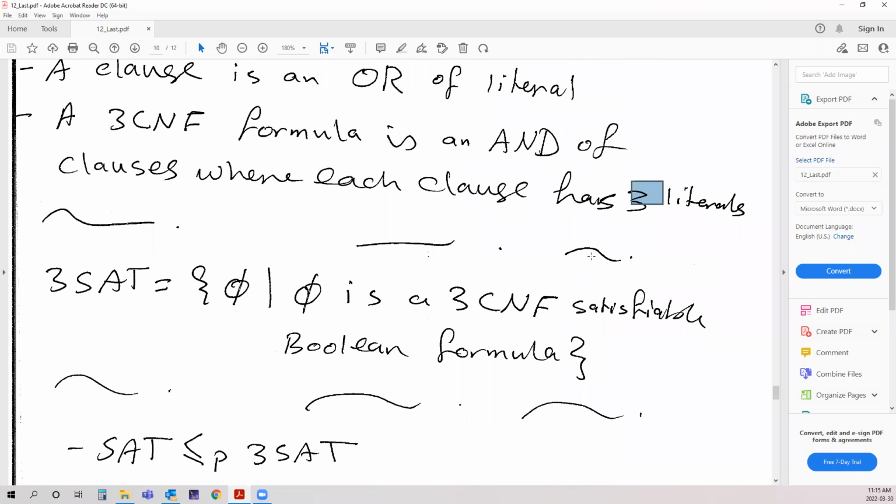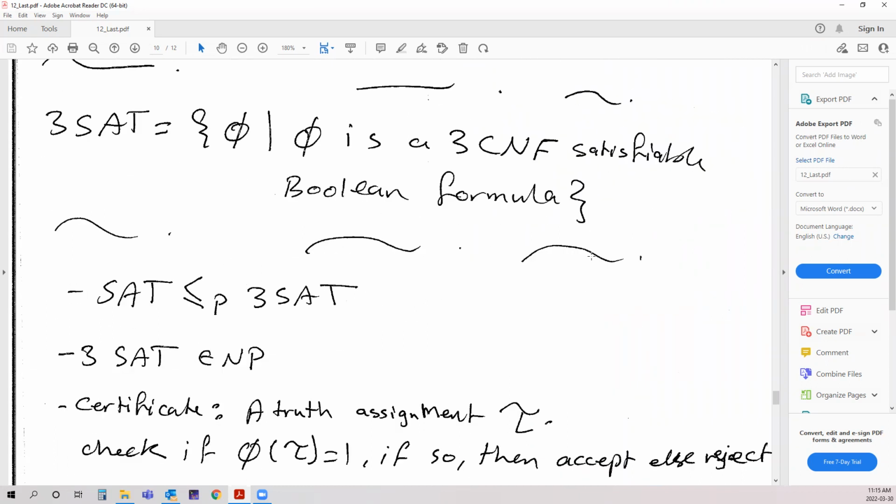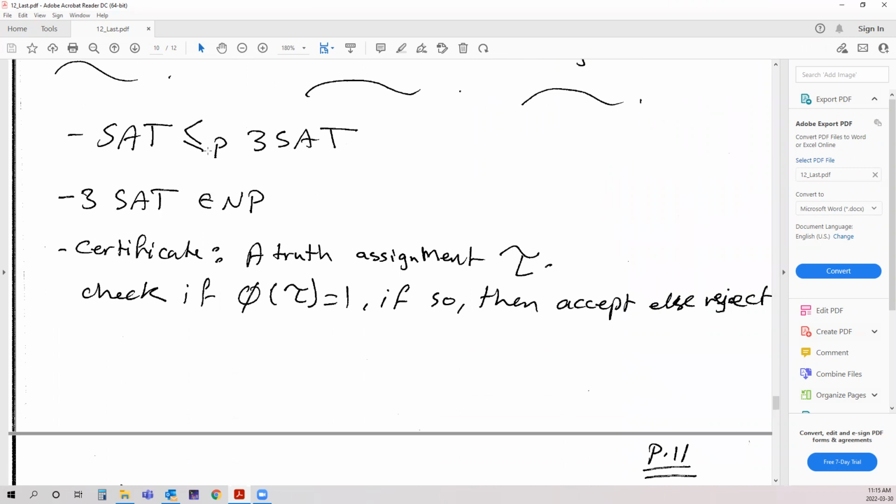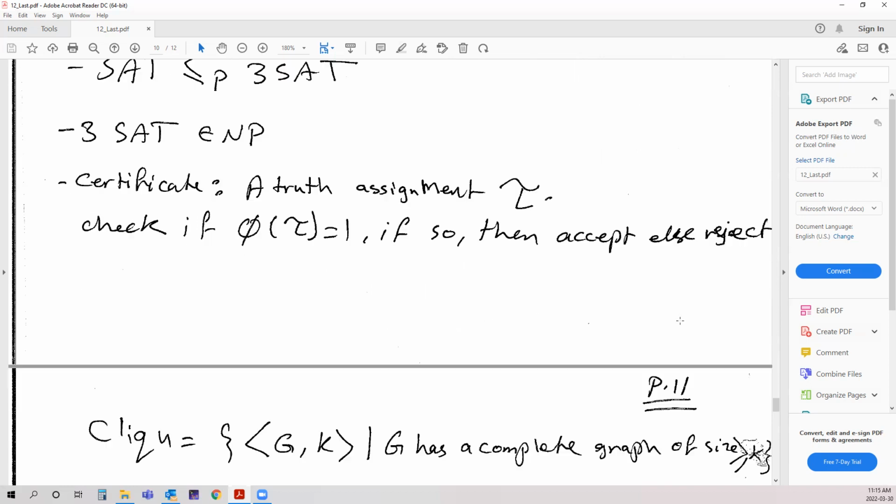So 3SAT is the set of phi where phi is a satisfiable 3CNF Boolean formula. SAT can be reduced to 3SAT. 3SAT belongs to NP. The certificate would be the truth assignment tau. Check if phi of tau equals 1. If so, then accept, else reject.